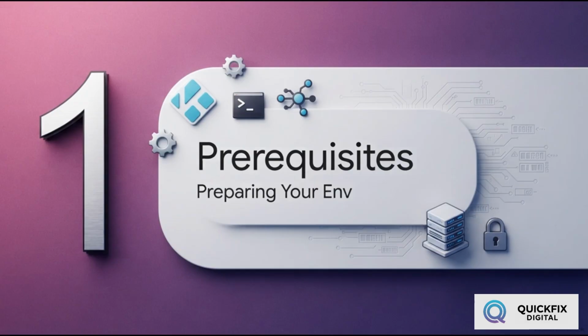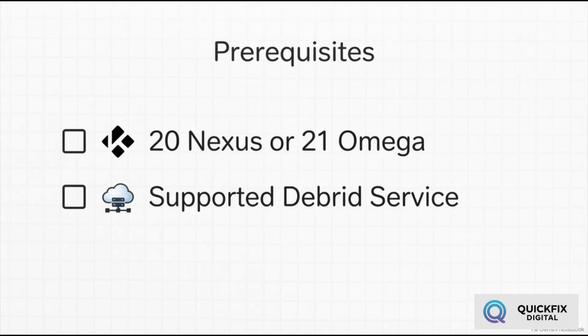Let's get that environment prepped. For compatibility, you've got to be running Kodi version 20, that's Nexus, or version 21, Omega. And as for those paid link options we just talked about, you absolutely need an active account with a supported Debrid service before we even think about touching the system settings. The top services they highlight are Real Debrid, All Debrid, and Premiumize. Make sure you have one of those locked, loaded, and ready to go.